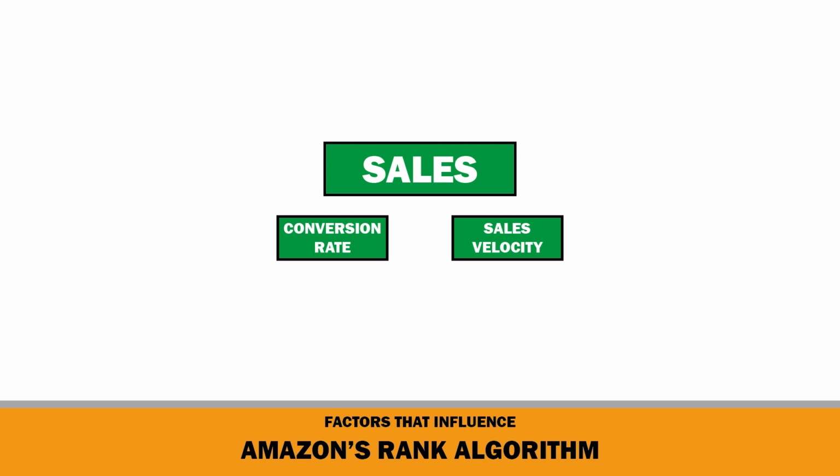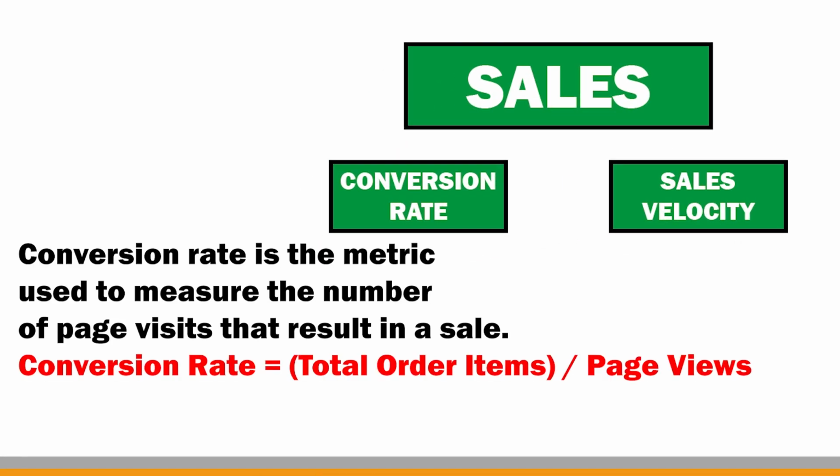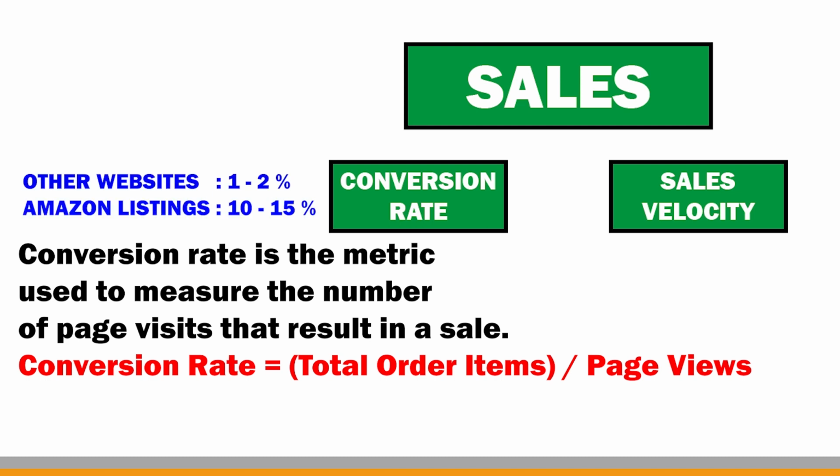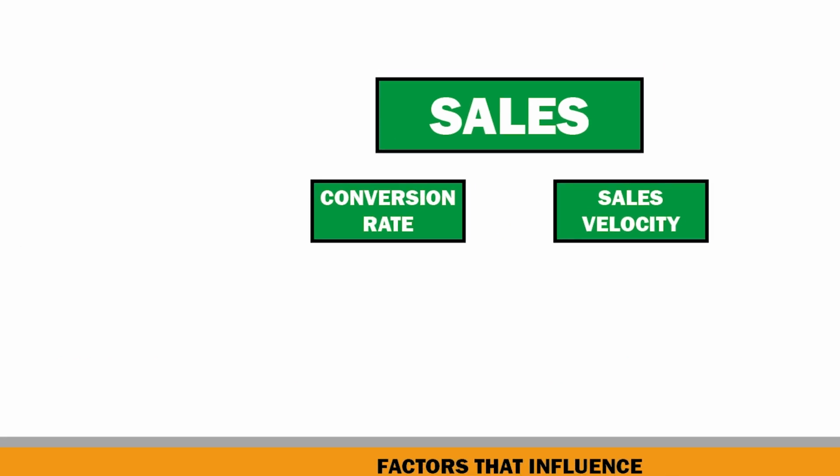When it comes to sales, conversion rate and sales velocity are commonly used by e-commerce websites to measure the performance of each product. Let's start with conversion rate. Conversion rate is the metric used to measure the number of page visits that result in a sale. Just for your information, websites that sell a product or service have 1 to 2% conversion rate. However, this number is significantly higher when it comes to Amazon. The average conversion rate for Amazon listings is 10 to 15%.